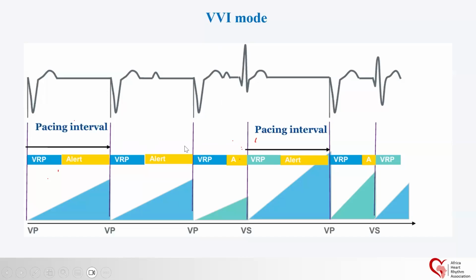But in this case, the pacemaker initiates the timer, and during this interval the pacemaker detects a ventricle event. So this ventricle event will reset the timer and start again. When the timer finishes, we'll pace again. And we have the same thing here. During this interval, the pacemaker detects something, so we'll reset the timer.